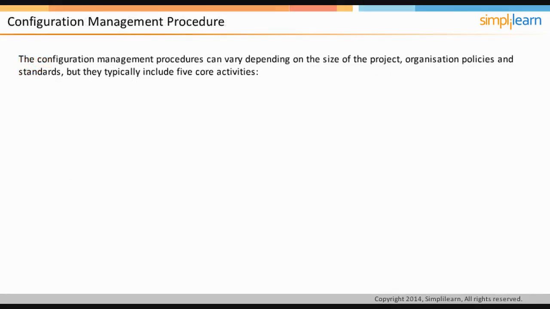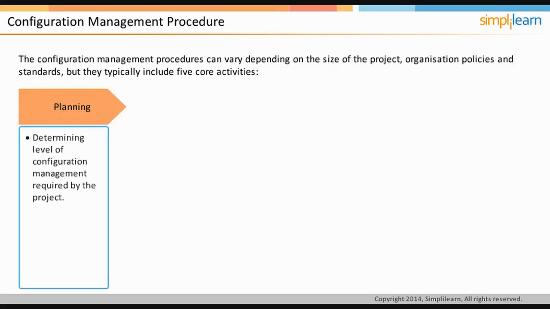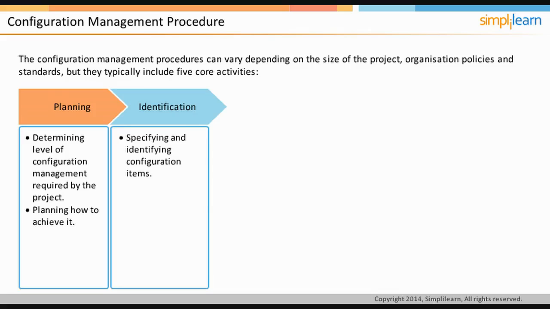The configuration management procedures can vary depending on the size of the project, organization policies and standards, but they typically include 5 core activities. The first activity is planning, which is determining the level of configuration management required by the project and planning how to achieve this level. The next step is identification, which is specifying and identifying all components of the project's product, also known as configuration items, at the required level of control. A good practice in identification is to use a coding system and a unique identifier for each configuration item.